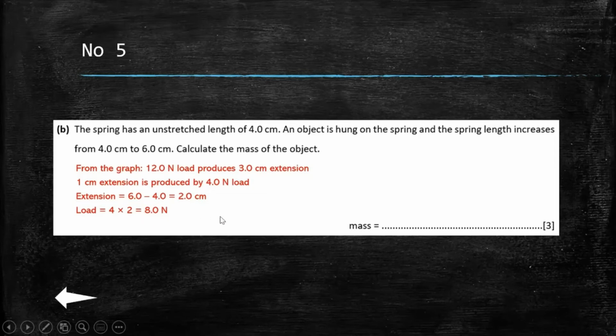Now, let's calculate the mass. Mass equals to load divided by 10. The 10 here is the gravity. So, 8 divided by 10, which is equal to 0.8 kilogram. This is the mass of the load which produce 2 cm extension to make the spring has a final length of 6 centimeter. This is our answer, 0.8 kilogram.